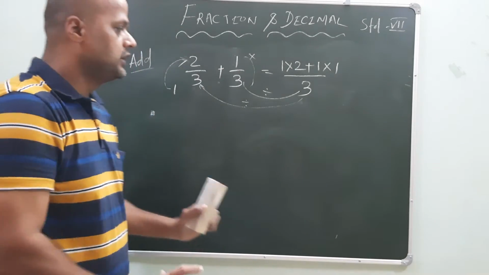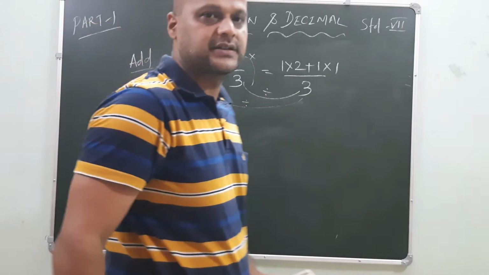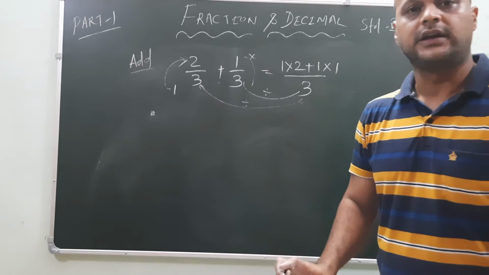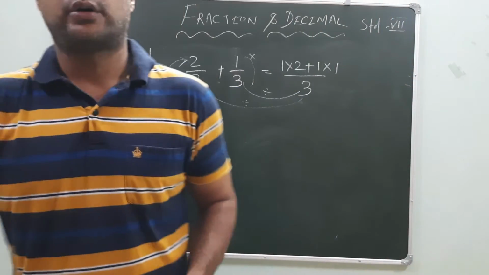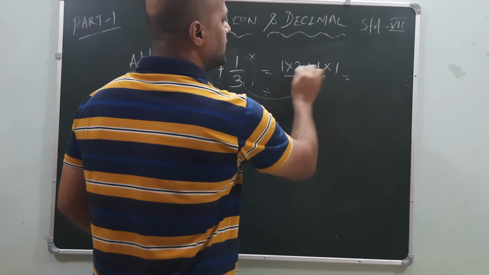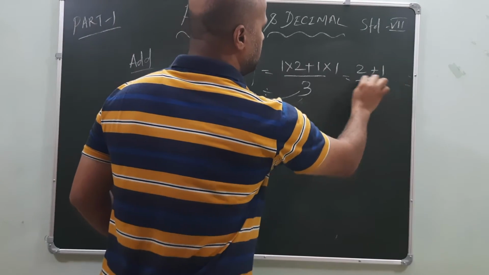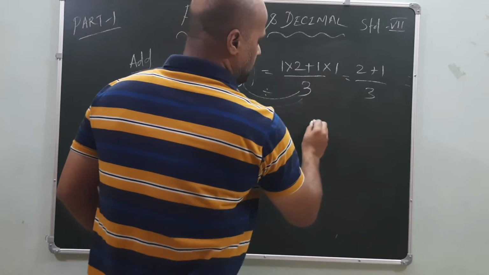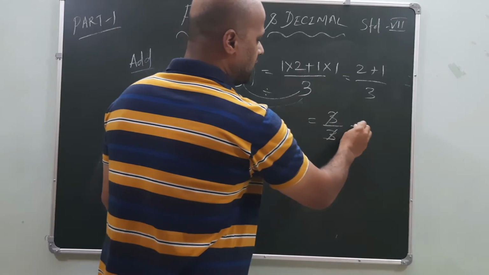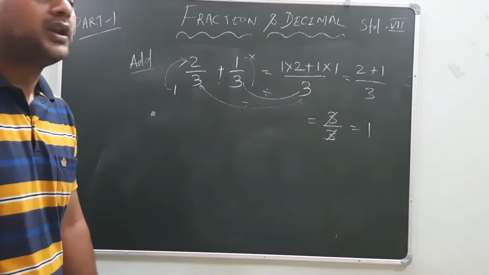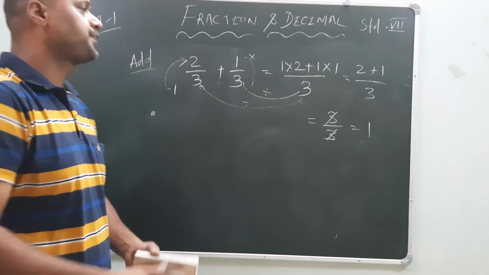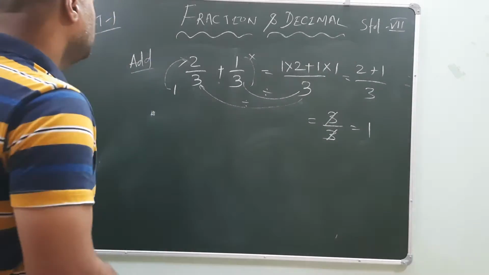Don't be confused. In every case of addition and subtraction, this is the process. Don't confuse yourself. 2 1s are 2, 1 1s are 1, so 3 is there. Now the answer is 3 by 3. Now this 3 cancels with this 3. How much is the answer? The answer is a whole number, 1 is the answer.